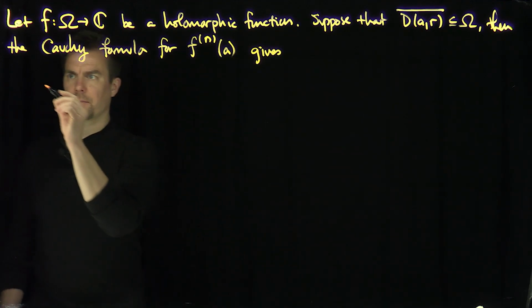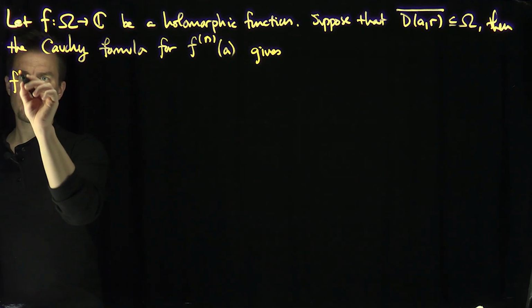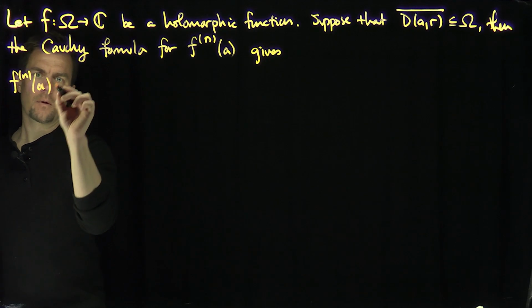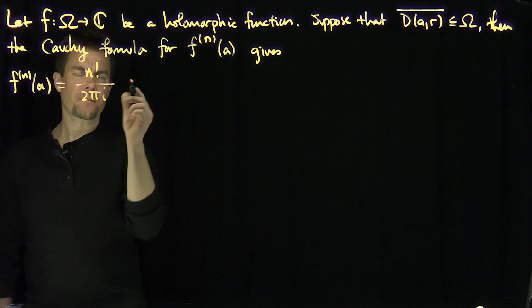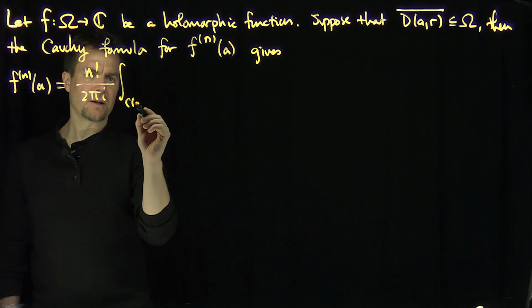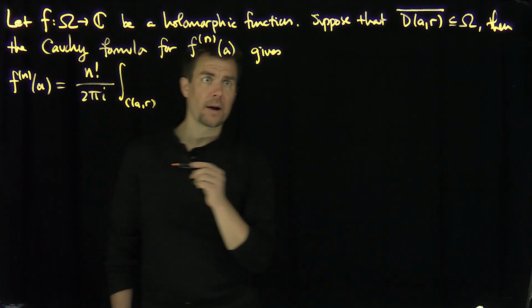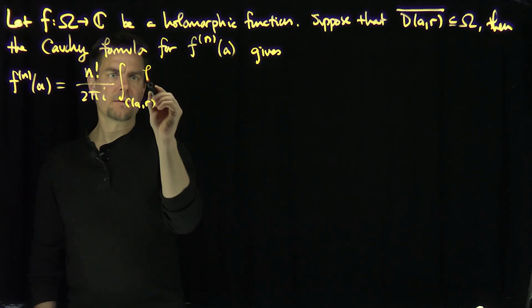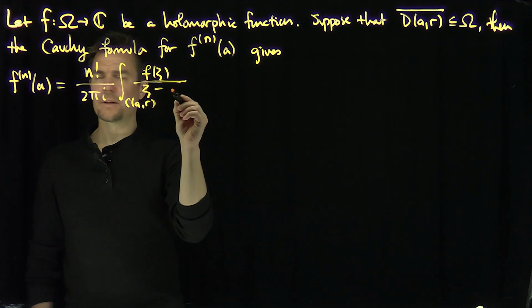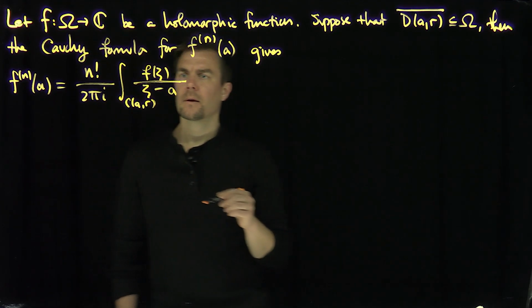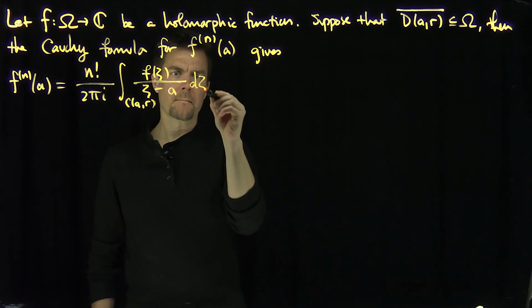what? Let's write down over here. It gives f^(n) of a is n factorial over 2 pi i, the integral over C(a, r), the circle, right? And then f of zeta over zeta minus, in this case, a, d zeta, like that.